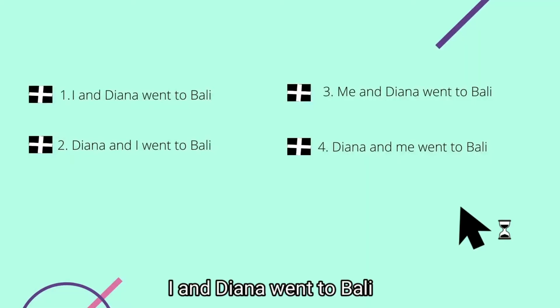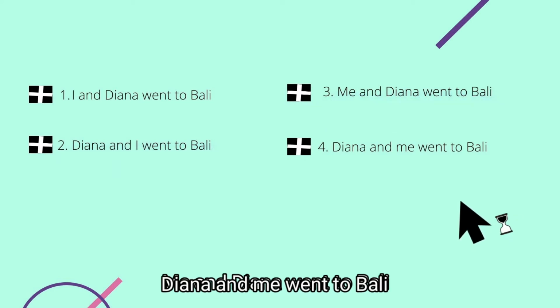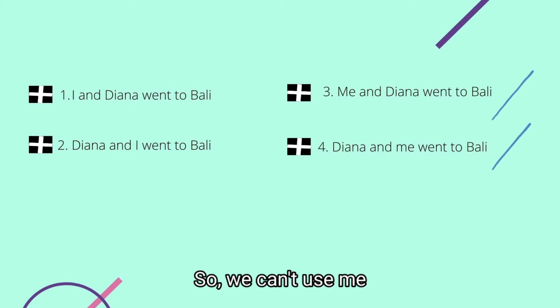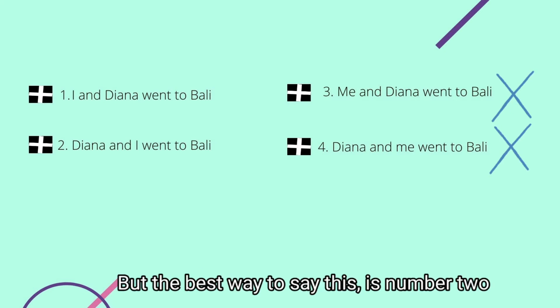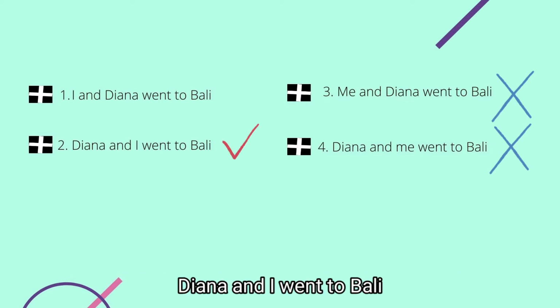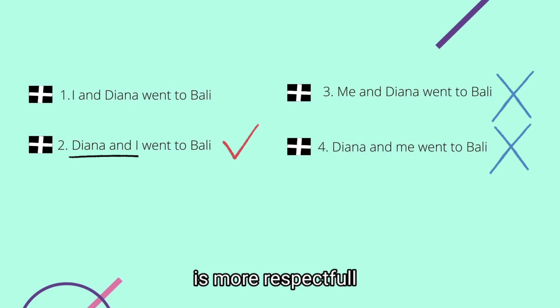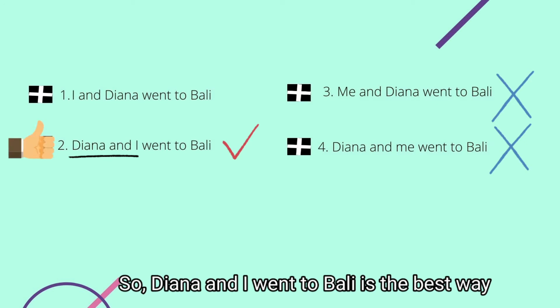For example, I and Diana went to Bali. Diana and I went to Bali. Me and Diana went to Bali. Diana and me went to Bali. Which sentence is correct? Well, here we need a subject pronoun, so we can't use me. Between the first 2 options, the first option is grammatically correct, but the best way to say this is number 2, Diana and I went to Bali. That's because when you put the other person first, it's more respectful, and in English, it's considered more polite. So Diana and I went to Bali is the best way.